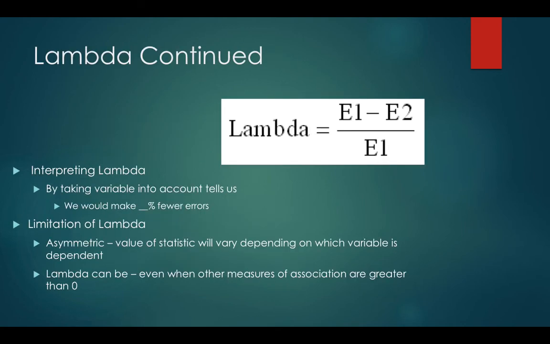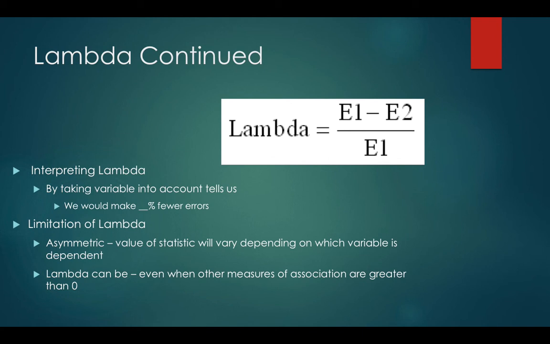To calculate lambda, you would find your value of E1, which is n, the number of cases altogether, minus the largest row total number. Next, you would find the value of E2 by subtracting the largest cell frequency from the column total for each column in your bivariate table, and then adding these subtotals together. You would then subtract your E2 value from E1 and divide that number by E1. The value you receive indicates the percentage of fewer errors you would make by taking your variable into account.